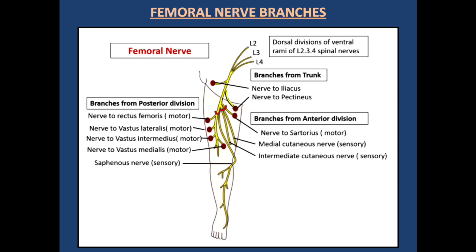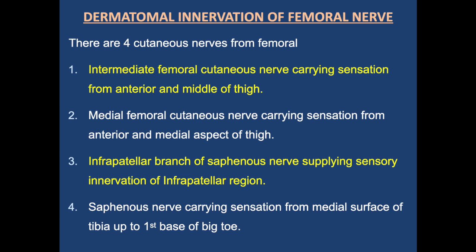If we summarize the branches of femoral nerve, in the pelvis or before entering the femoral triangle, it supplies nerve to iliacus and nerve to pectineus. The anterior branch supplies one muscle, which is sartorius, and 2 cutaneous branches, medial cutaneous nerve and intermediate cutaneous nerve. Branches from posterior division are 4 branches to quadriceps femoris and then continue down as saphenous nerve. It also supplies hip joint and knee joint. Dermatomal innervation of the femoral nerve.